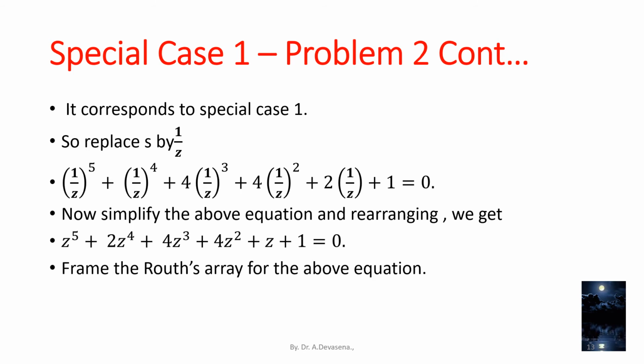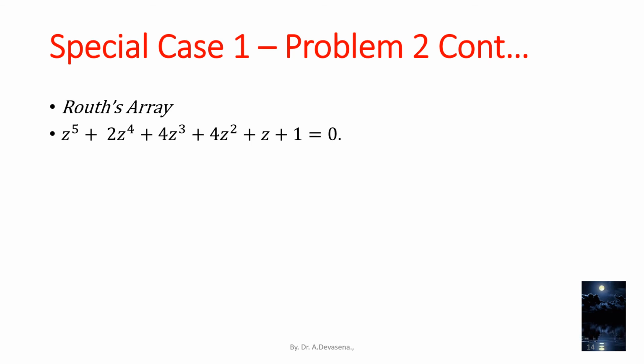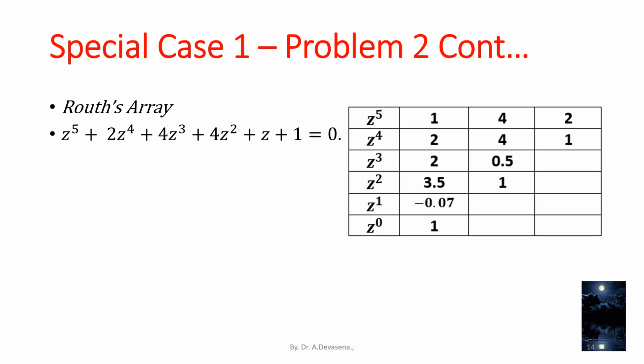Frame the Routh's array for the above equation. Routh's array is constructed with the help of the new characteristic equation z^5 + 2z^4 + 4z^3 + 4z^2 + z + 1, that is equal to 0. This is my new Routh's array. New Routh's array is having z^5 row, its values are 1, 4, 2. Z^4 row is having values 2, 4, 1.